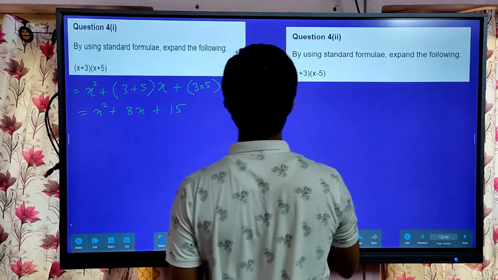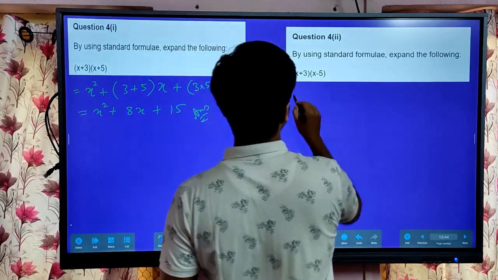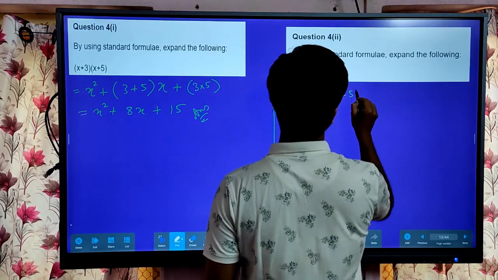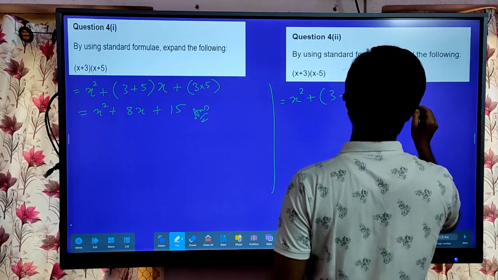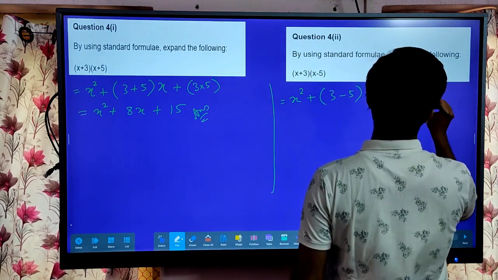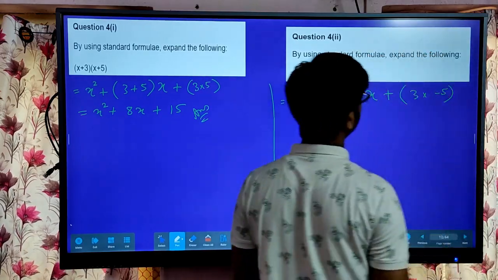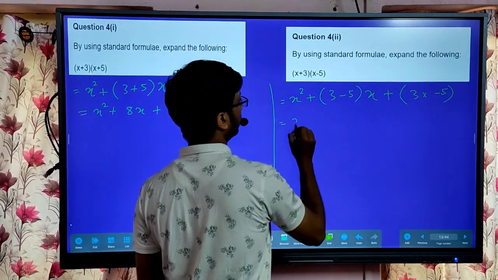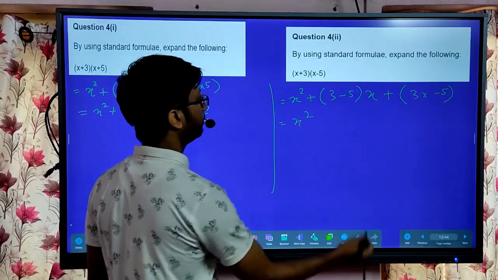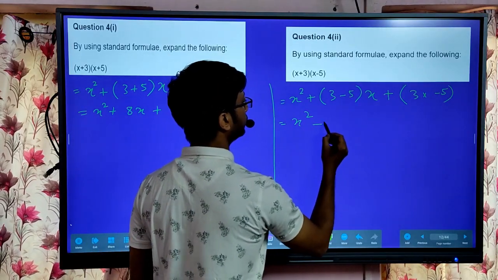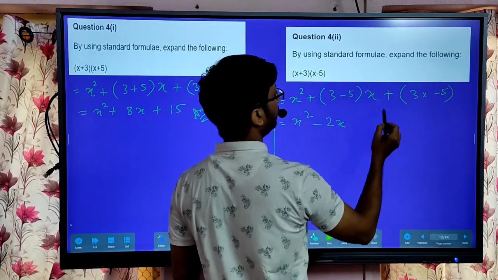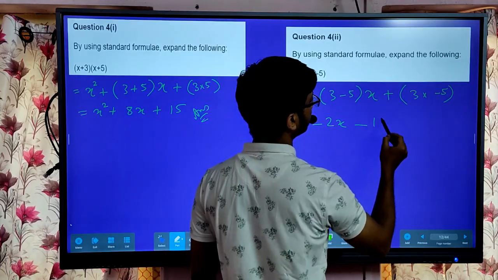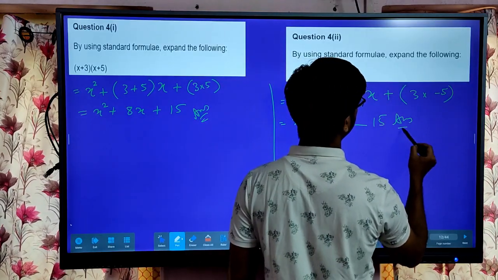Let us see the next. This is the answer, nothing else. It will be x square plus 3 minus 5 x plus 3 into minus 5. What will it be? It will be x square plus 3 minus 5 will be minus 2x, and 3 into minus 5 is minus 15. So this will be the answer.